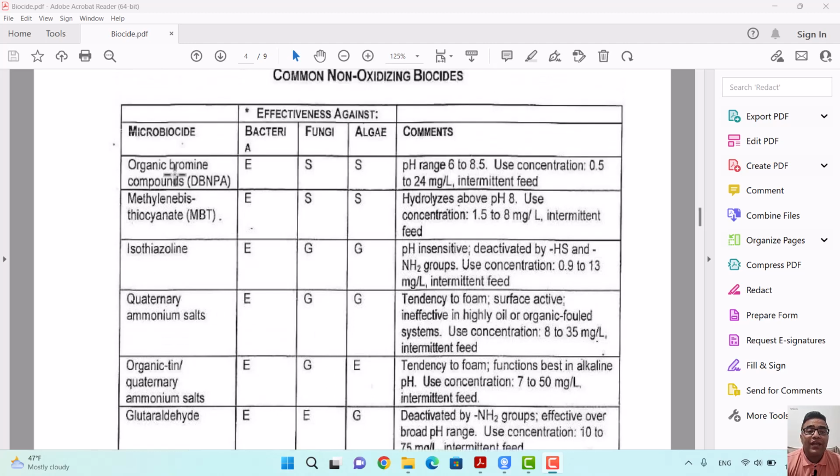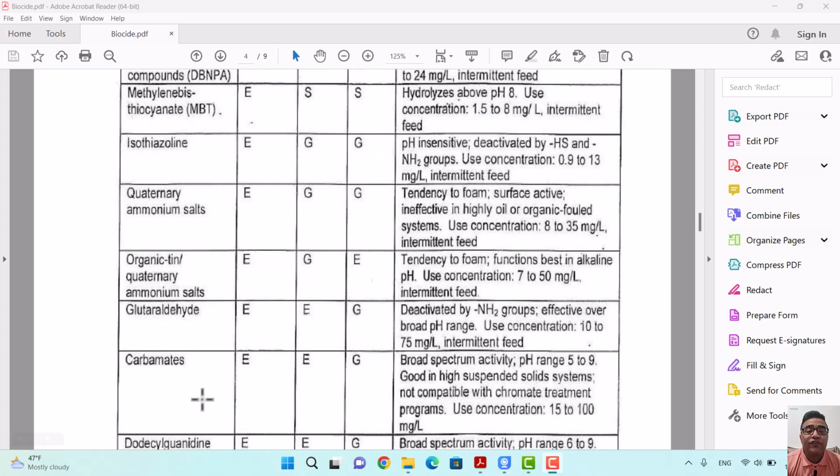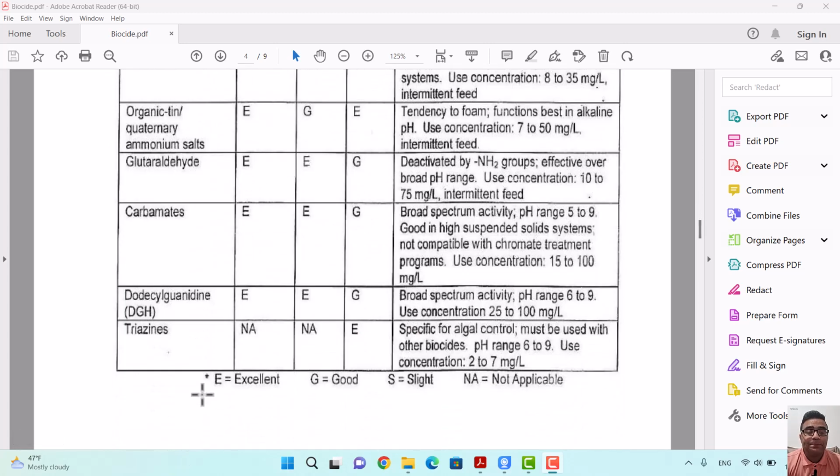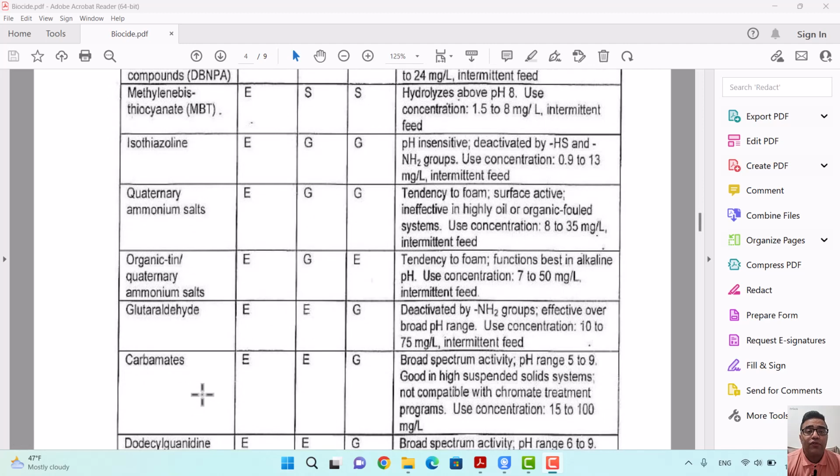We have organic bromine compounds, pH range 6 to 8.5, use concentration 0.5 to 24 ppm intermittent feed. Of course, there are other types of non-oxidizing biocides, but they are not used as commonly as the biocides I talked about.